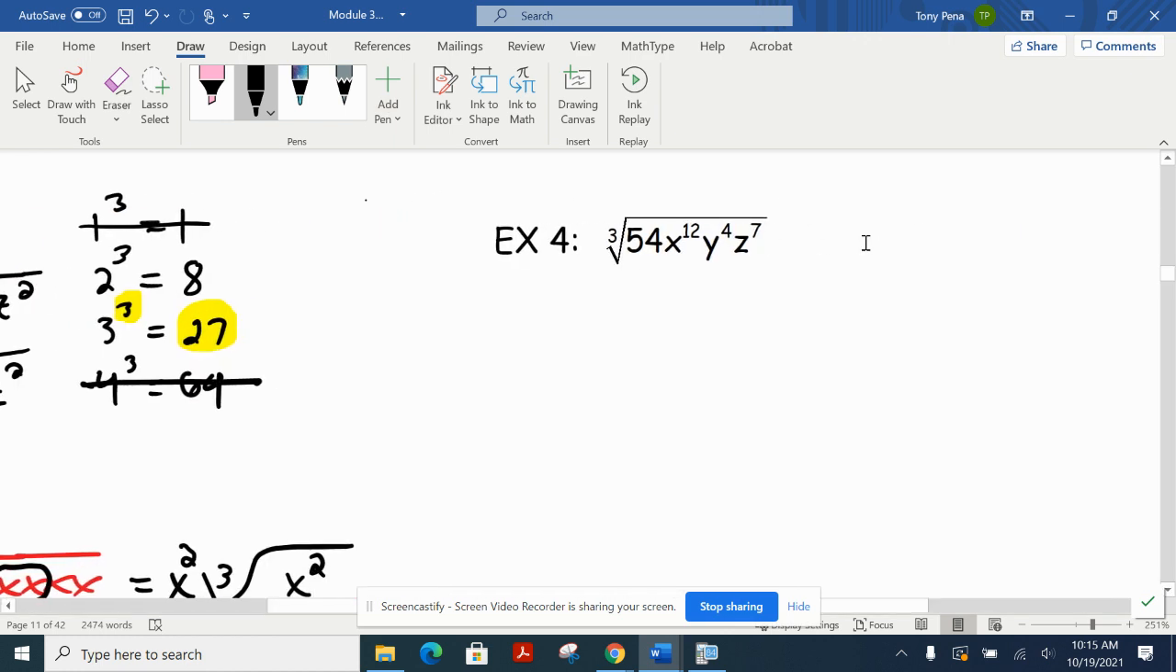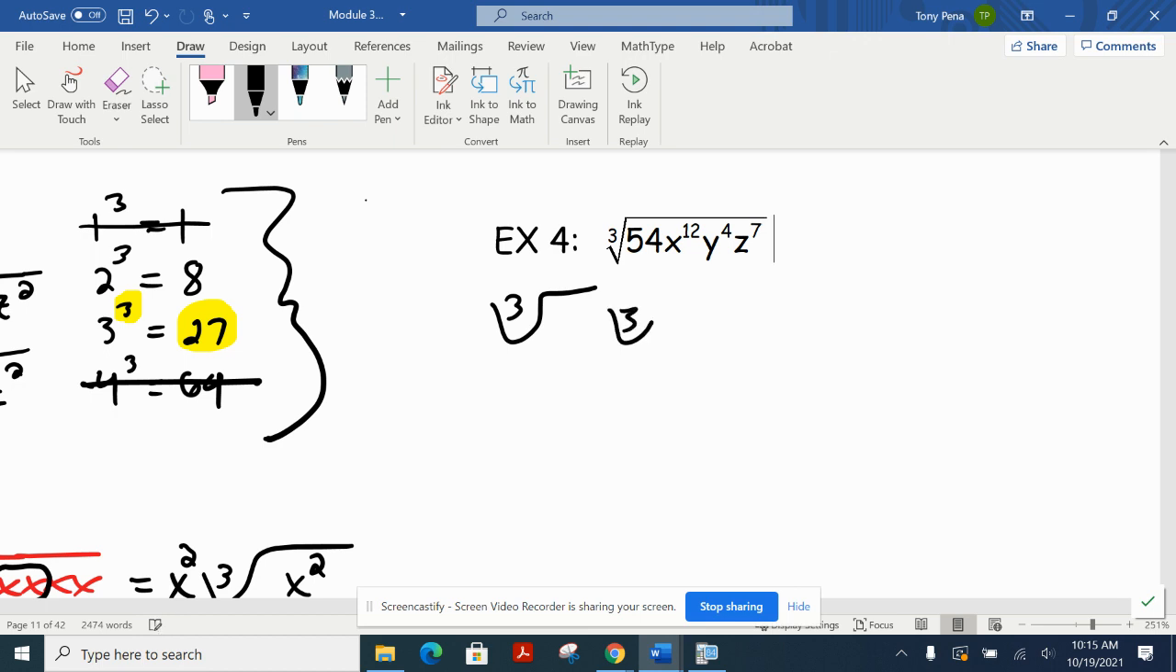Okay, last one of these that we're doing together. 54. Think of some cube roots. Again, here's your cube roots over here. So I already have them listed, and we don't really want to explore any more because 54. And then we'll deal with our variables separately.